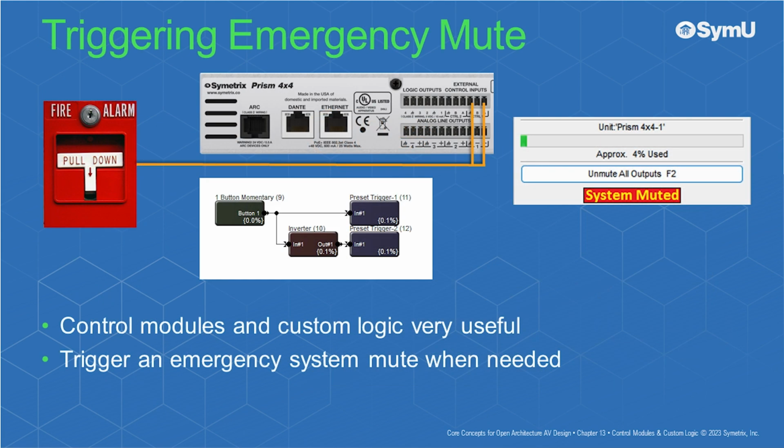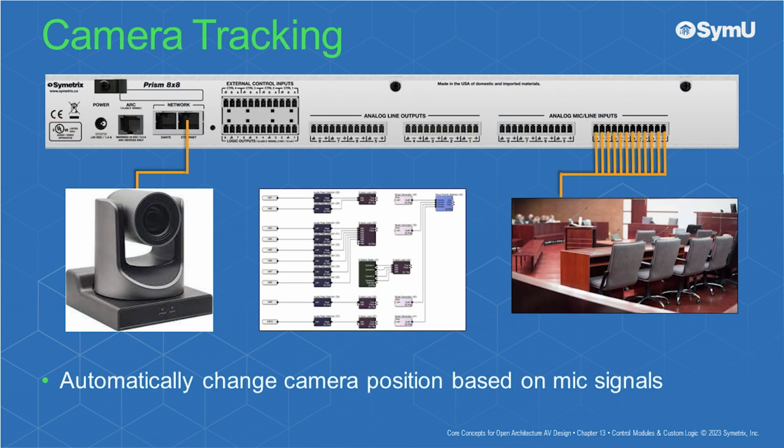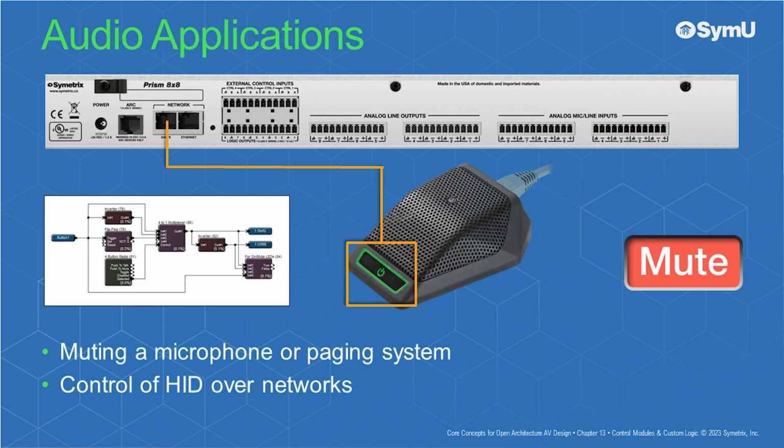Control modules and custom logic may be used in a variety of ways, like triggering an emergency system mute. Control modules and custom logic can also be used to change camera position based on microphone signal. They may also be used for a variety of audio applications. This may include muting a microphone or paging system, including control over Dante, as with this Audio-Technica mic.